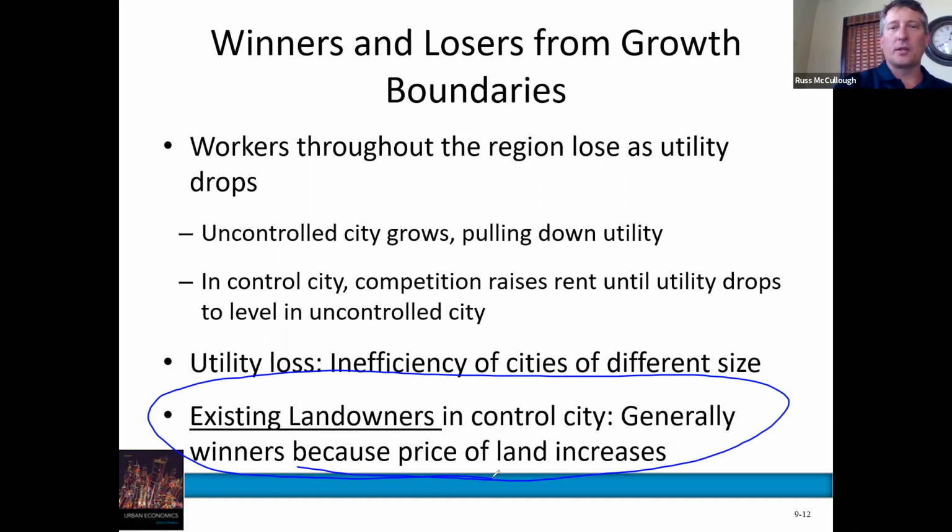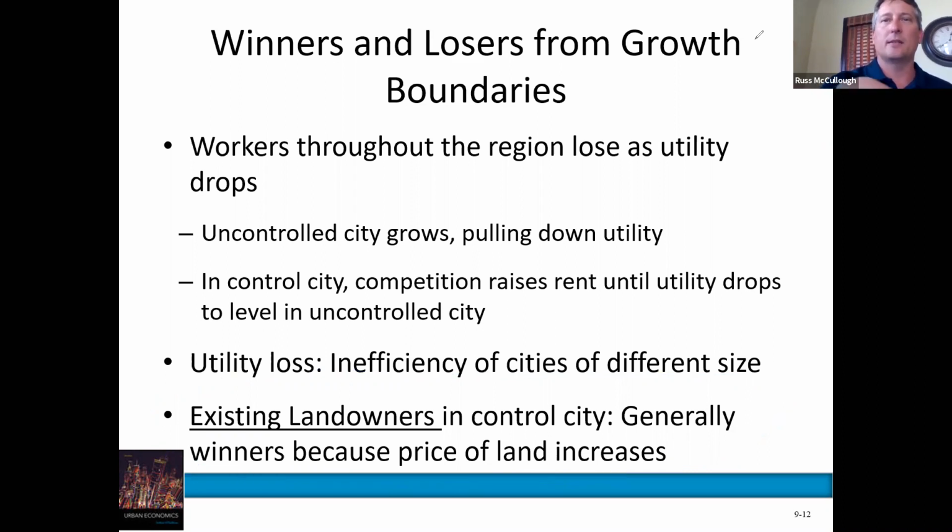The loser, of course, would be people with lower levels of utility, possibly higher housing prices. And so those are some of the exchanges that are going to happen, trade-offs that exist when we get into some of these zoning issues.